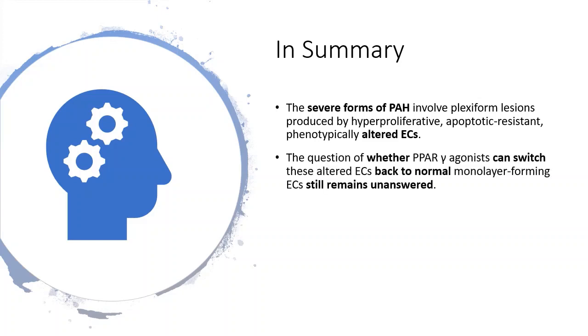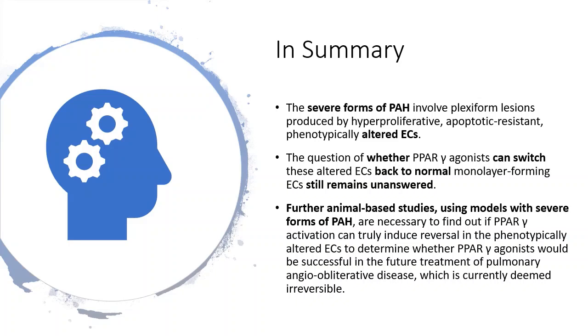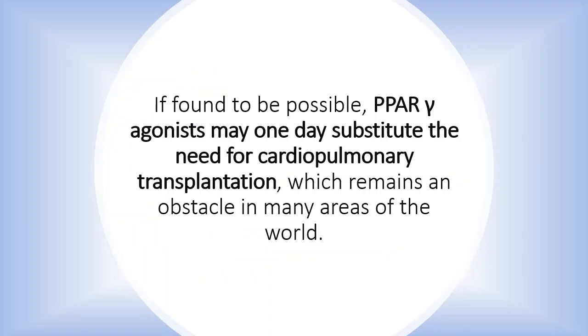The question of whether PPARɣ agonists can switch such cells back to normal monolayer forming cells still remains unanswered. Therefore, animal-based studies using models with severe forms of PAH are necessary to find out if PPARɣ agonists can truly induce reversal in the phenotypically altered cells, to determine whether they can be successfully used in the future treatment of the pulmonary angio-obliterative disease, which is currently deemed irreversible. If found to be possible, PPARɣ agonists may one day substitute the need for cardiopulmonary transplantation, which remains an obstacle in many areas of the world.